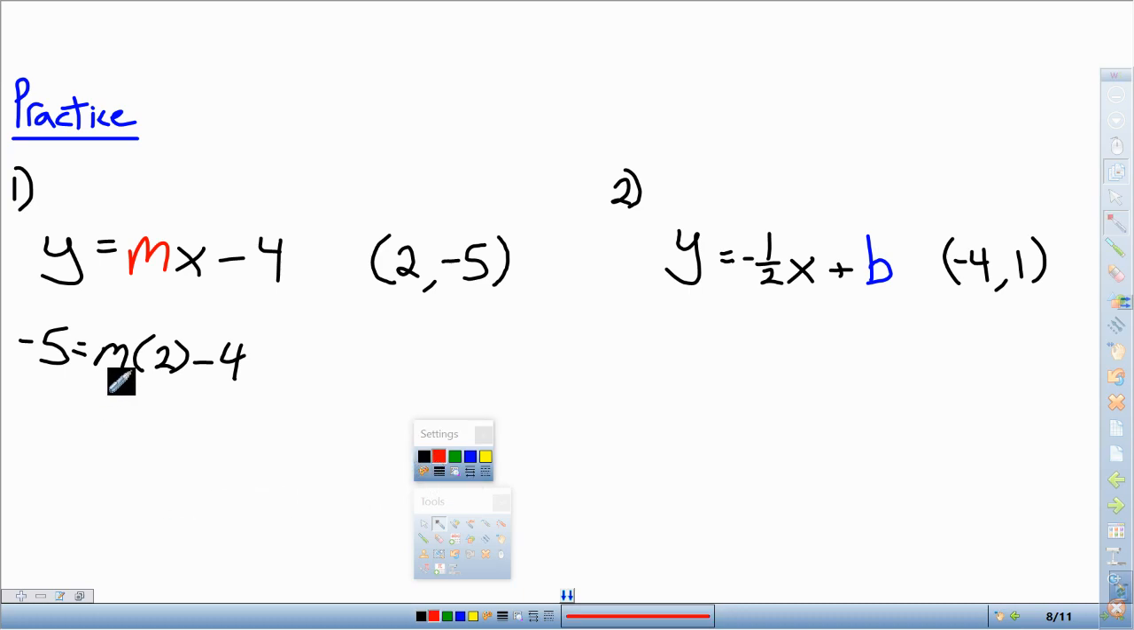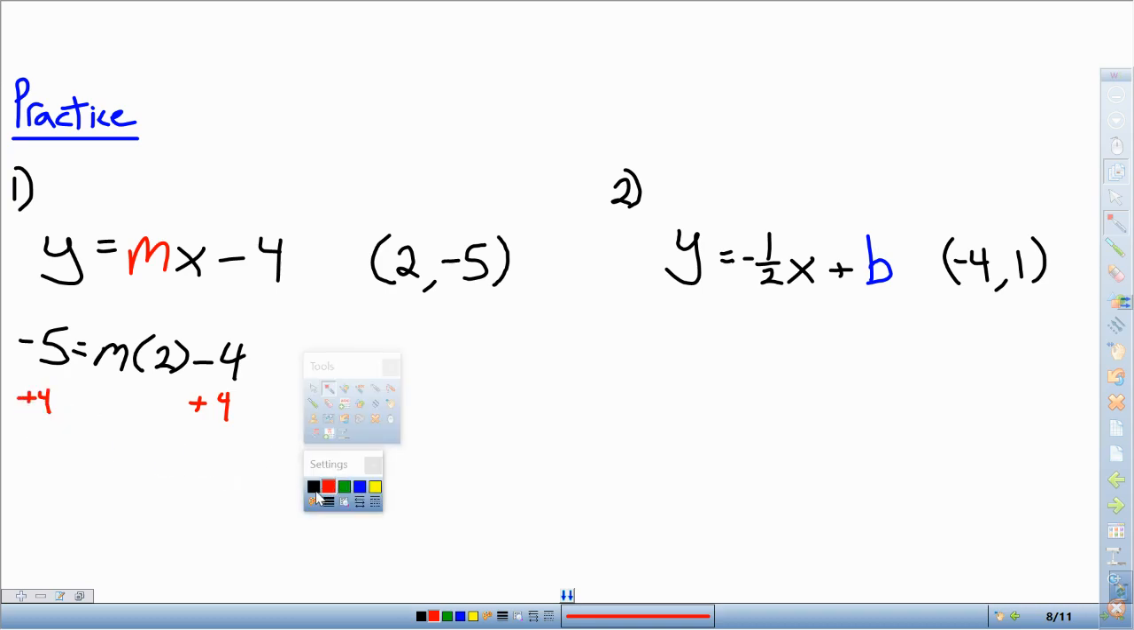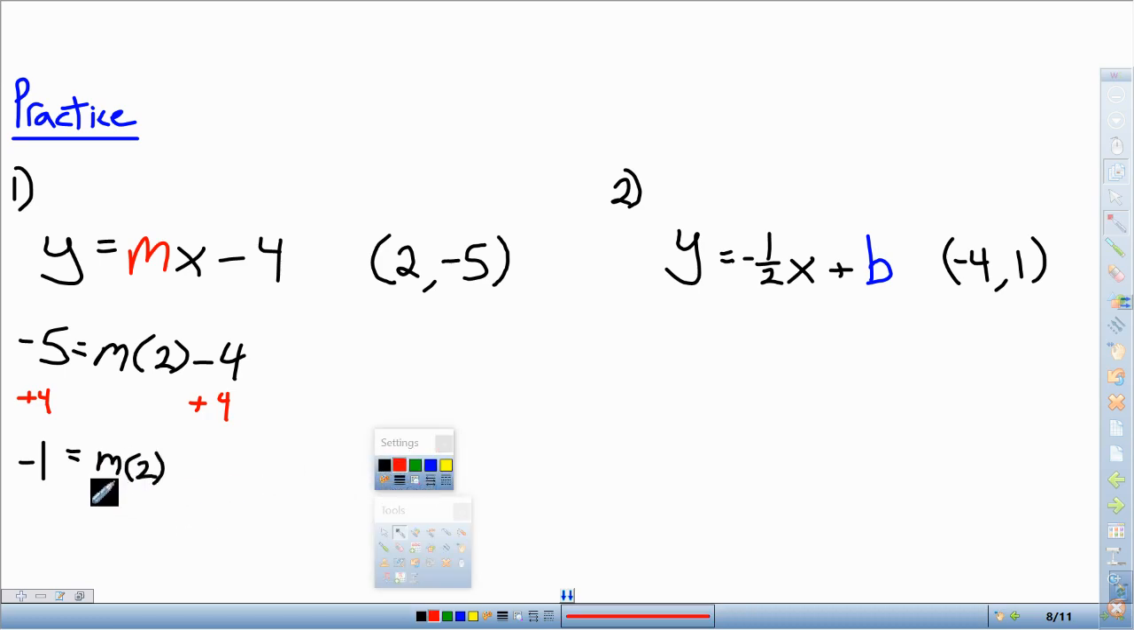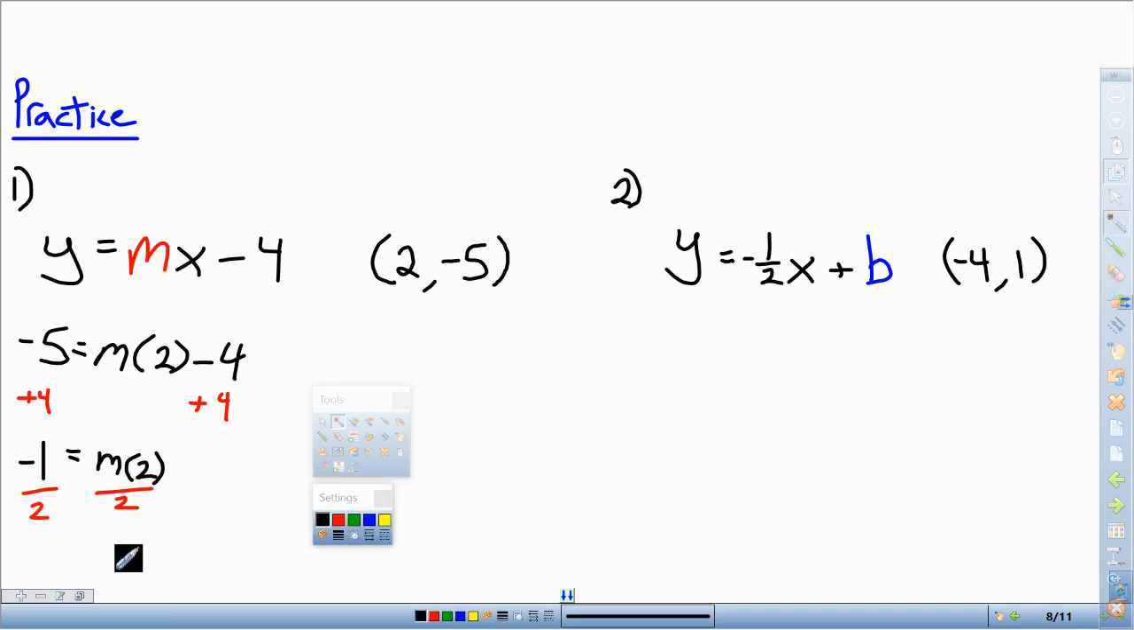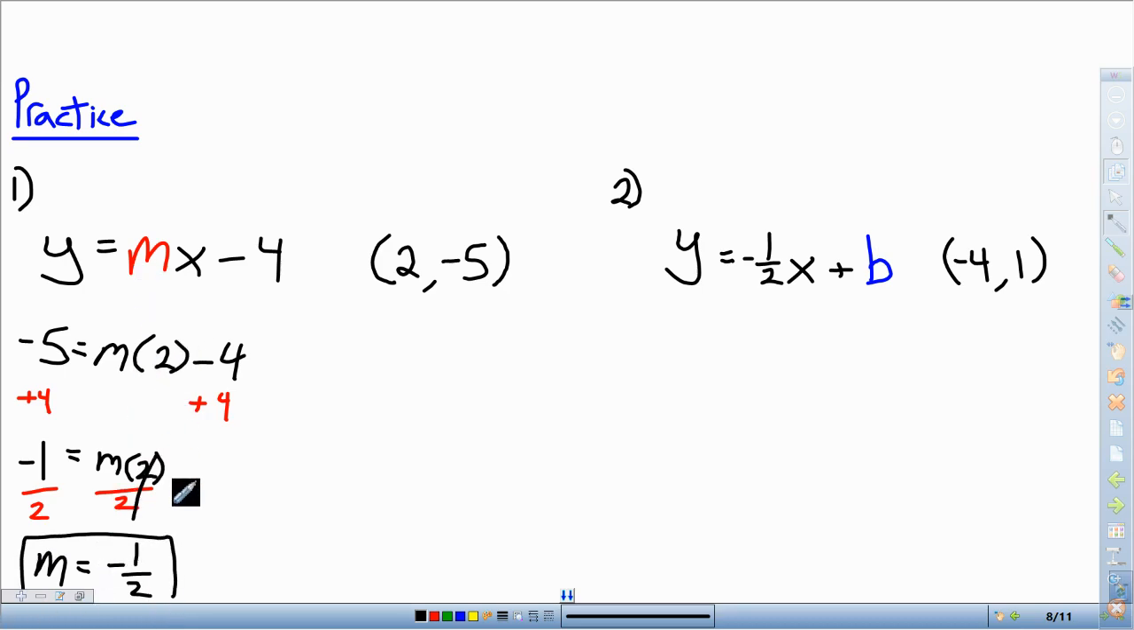Let's see what happens. I'm solving for m. First thing, let's get rid of this minus 4 by adding 4. It looks like we're getting negative 1 equals m times 2. Last thing, getting rid of 2. It's being multiplied, so we'll divide. I'm getting negative 1 over 2 equals m. I'm going to flip it around. Negative 1 over 2 doesn't divide evenly, that's fine. So that's our slope, negative 1/2. On these problems, that's good enough. We don't need to write the equation. I just wanted you guys to see that on those other problems.